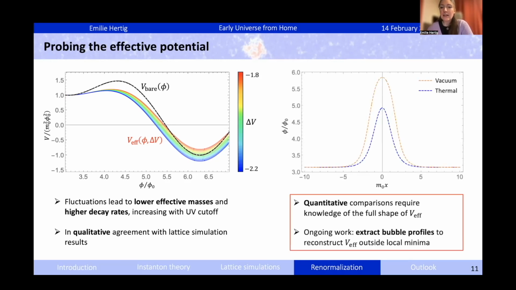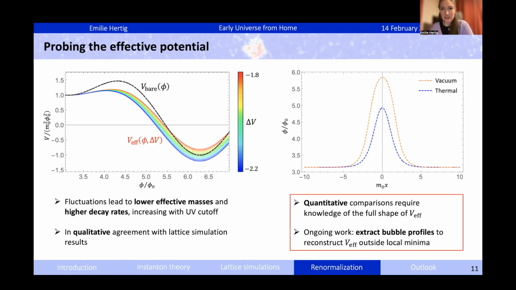So here, the idea is to reconstruct the effective potential by probing the bubble profile, so the field profile at the nucleation time, extract that from the simulations and backtrack to understand what the shape of the effective potential is. Here you can see the bare potential prediction, so the predictions for the instanton field profile.